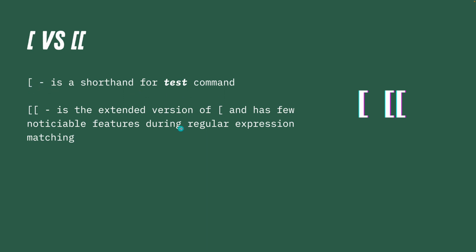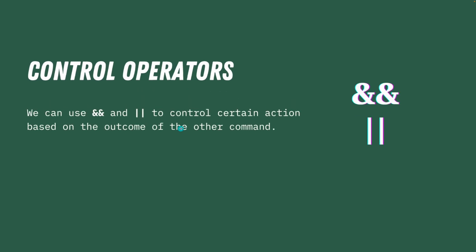As I said, we'll also be using some control operators, like these, where you can combine two or more commands together to perform certain actions based on the outcome of the other command. This is what control operators basically are. One is the double ampersand symbol, and there is the double pipe symbol, or double or, that we have used before. These are the control operators that we will be using in this video, and I will show you how they actually look.